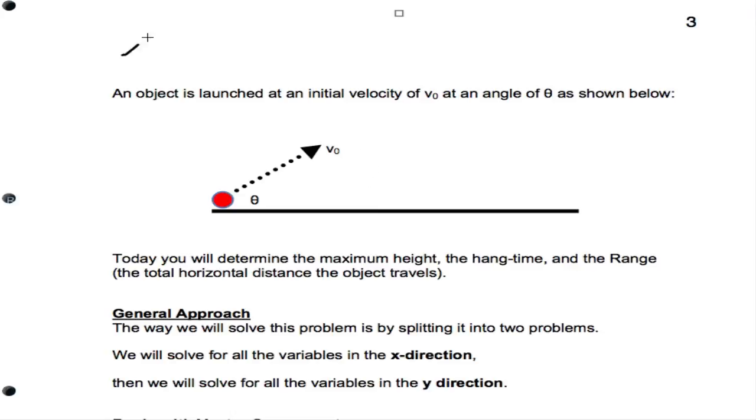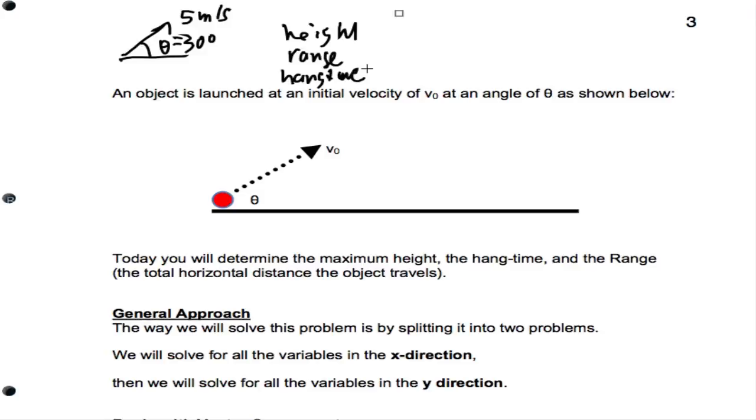Here's the kind of problem I would give you: say theta equals 30 degrees, and the speed is 5 meters per second, and I would tell you, get me the height, the range, and the hang time. First, let's get some letters with that. Height means the y value, range means the x final, and hang time means the total time it spends in the air. So I launch this thing, it goes in the air, and I want to know how far it goes in the horizontal direction, how high it goes vertically, and the total time it spends in the air.